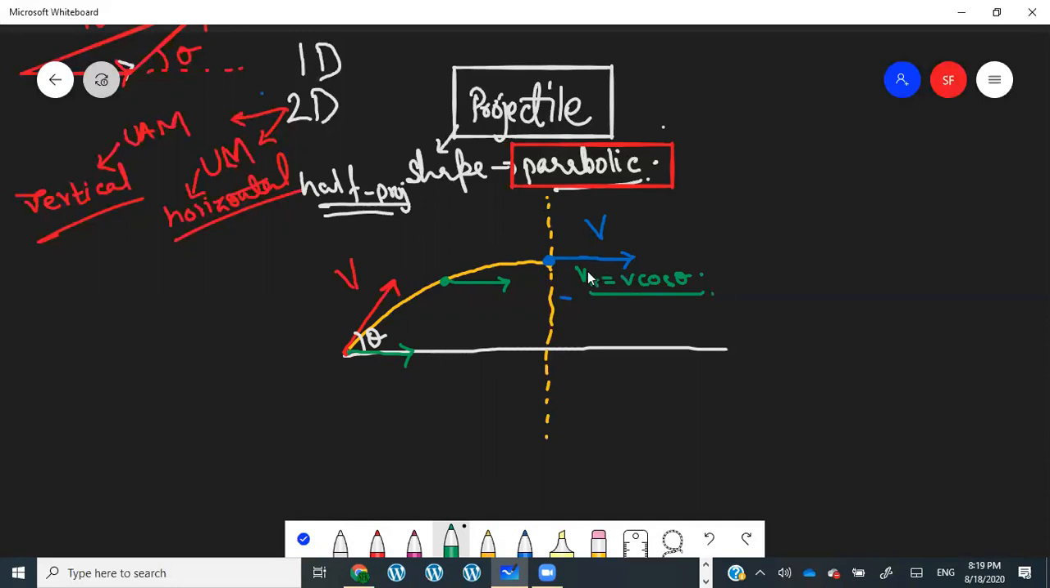It's V cos theta, and it stays constant throughout the motion because the horizontal motion is a uniform motion. And is there any acceleration involved in the horizontal motion? No. So what's going to be the horizontal acceleration? It's going to be 0. Right. What about the vertical velocity at the maximum height? 0. Okay, so the vertical component of velocity at the maximum height is 0.